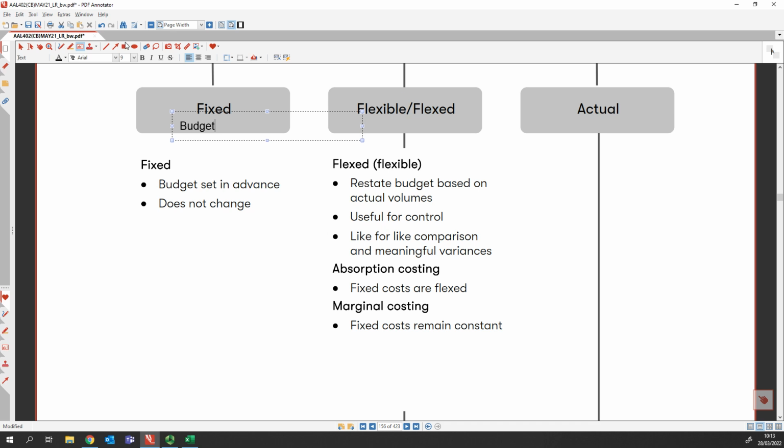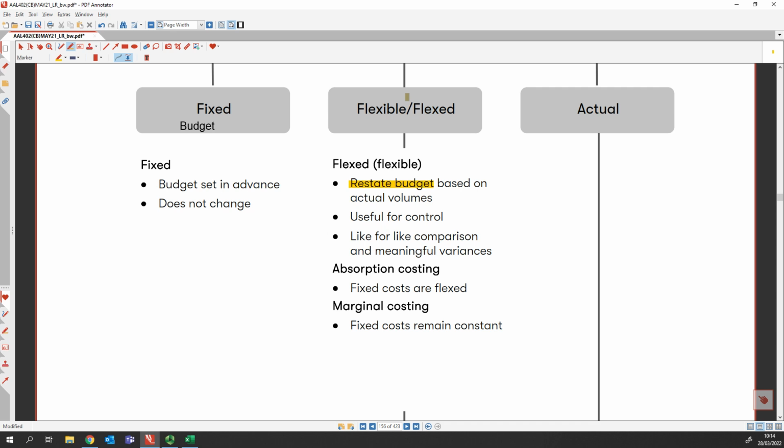Now the meaning of flexed budget is we're restating what we had in the fixed budget, but basing it now on actual output. So you say, if we had been correct in terms of how many units of our product we were going to sell, what would the rest of the budget have looked like? That's what flexing the budget is all about.